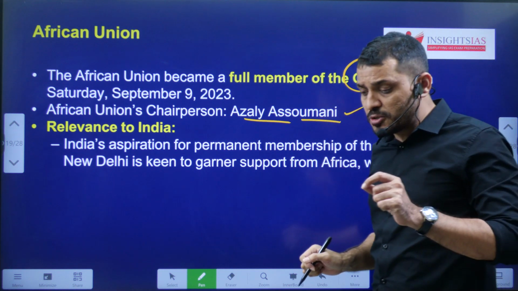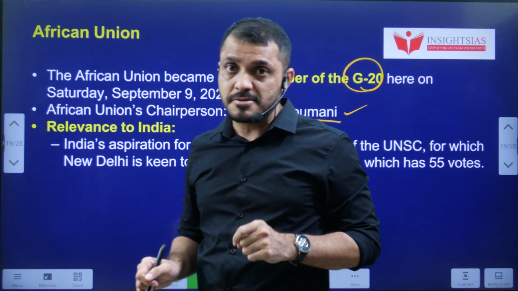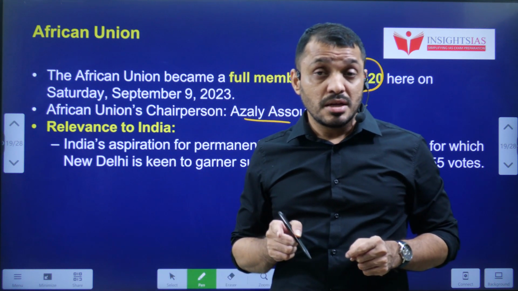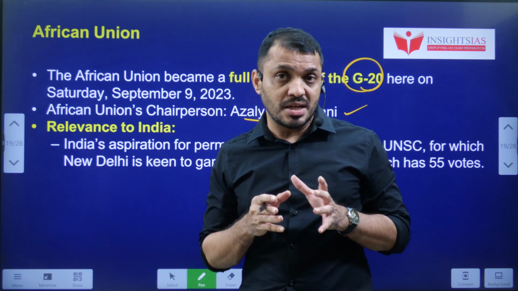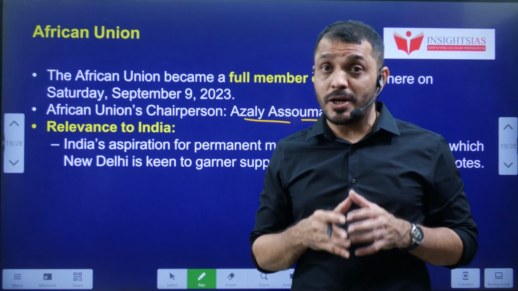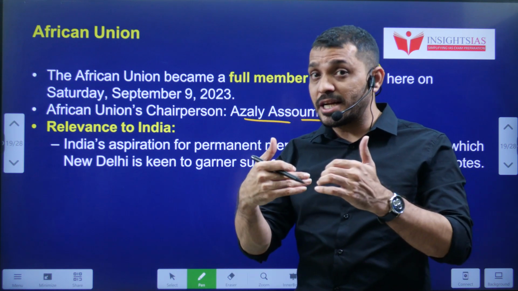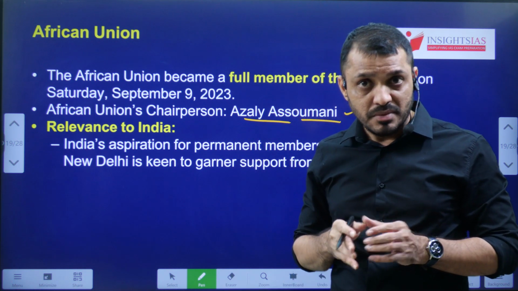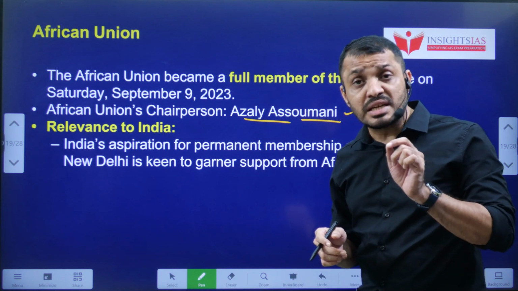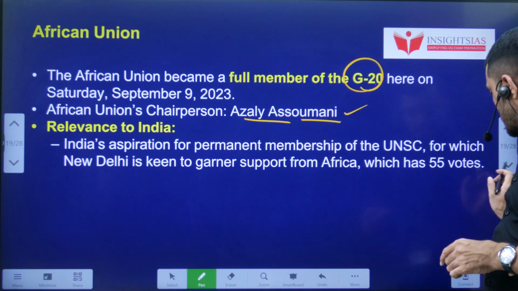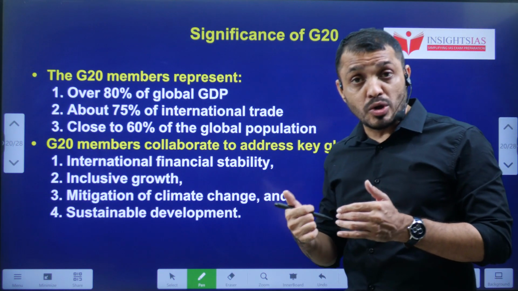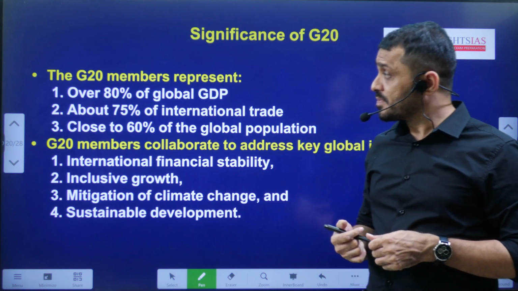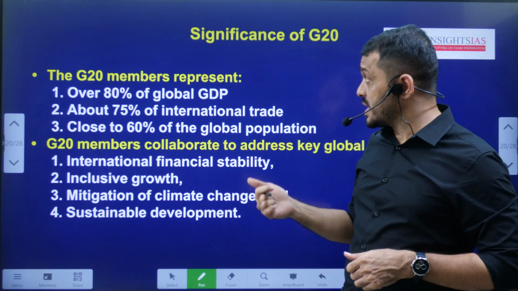You know, giving membership to the African Union is very significant. Why is it very significant? Because of the African Union's 51 member countries, their support is required, especially when India is aspiring to get permanent membership in the UN Security Council. In this context, we definitely require the support of the African Union. So, giving membership to the African Union is very significant to India's aspirations in the UNSC.